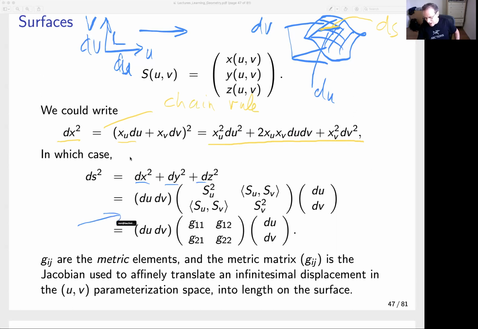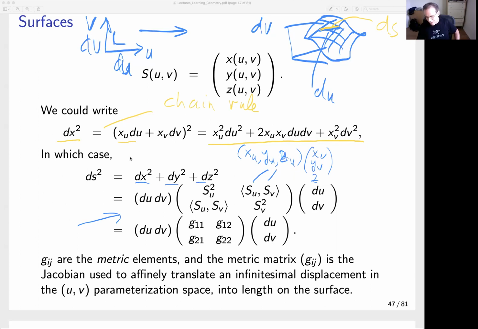Where this guy is nothing but the inner product between xu, yu, and zu, times, let's write it as a vector, xv, yv, zv. Okay, so this is the definition of what is going on here.